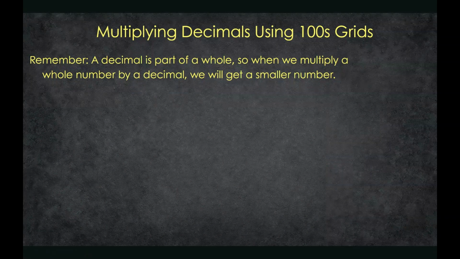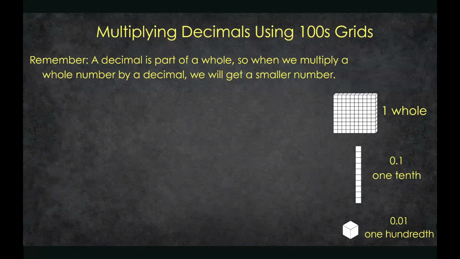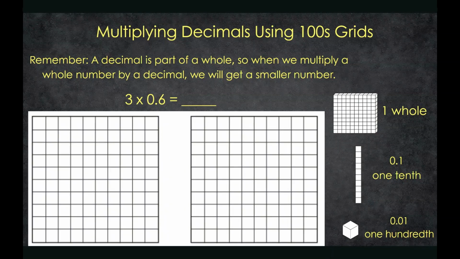So just again, remember, a decimal is part of a whole number. When we are multiplying whole numbers by decimals, we are going to be getting smaller numbers. Here's our base 10 blocks and what they represent. And here's our last problem that we're going to look at today. 3 times 6/10. But I'm going to train my brain to say 3 groups of 6/10. So I'm going to be using 3 different colors, and each color is going to be representing 6/10 on my hundreds grid. All right, let's take a look at how I did it.